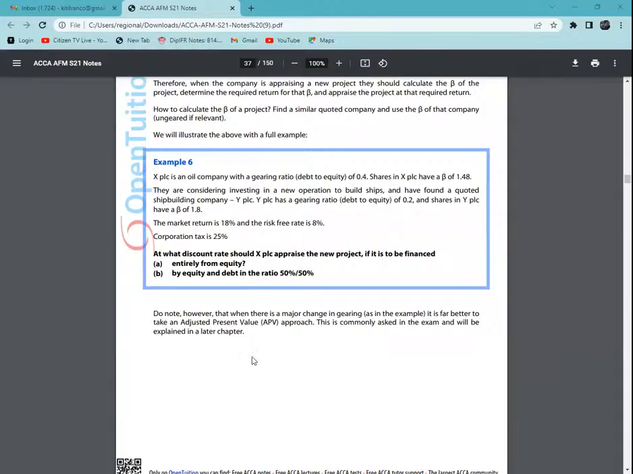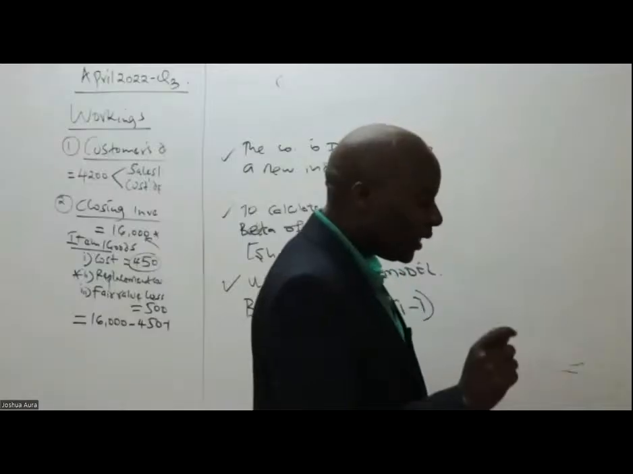Yeah, it's levered. Thank you so much. Do you know why? It's because this shipping company has already told us that there is debt in here. You can see debt to equity. So it's beta equity of a levered firm. This 1.8 is beta equity of the levered firm because this firm already has debt in it.